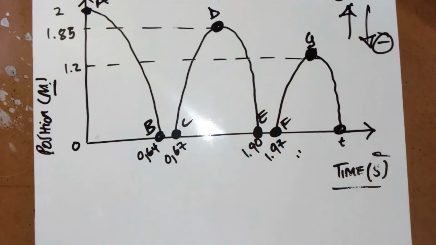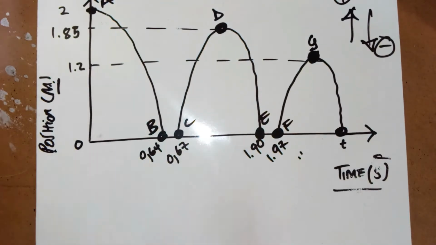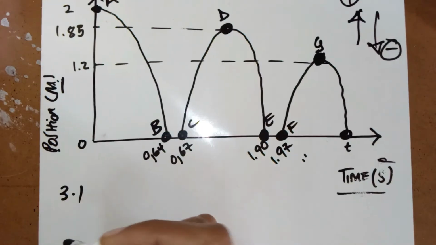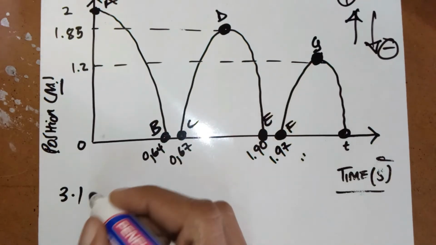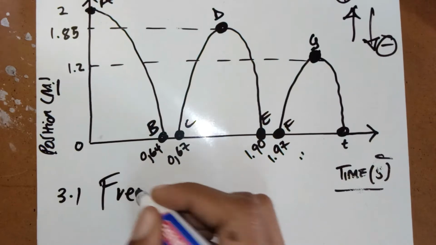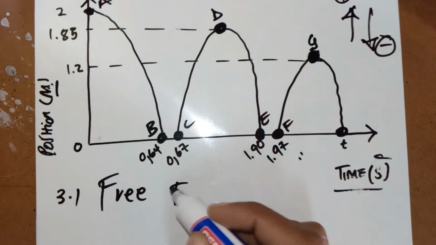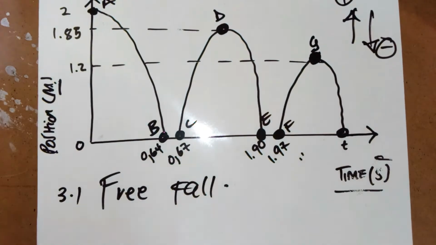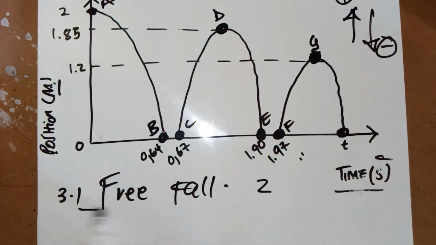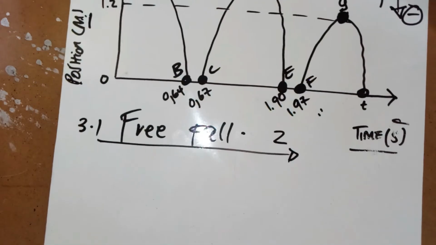So let us now go straight to the first question. This first question is quite simple because it's a matter of definition. Question 3.1 requires us to define the term free fall. The marks for this is 2. This is the easy marks. Please understand and know your definitions very well.